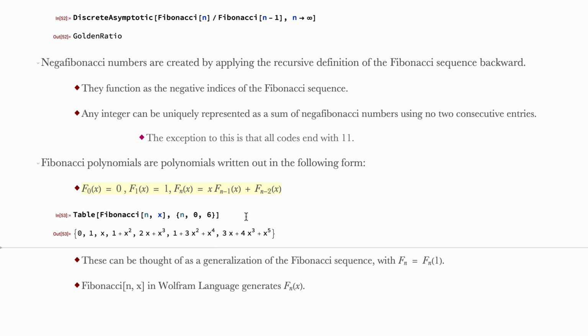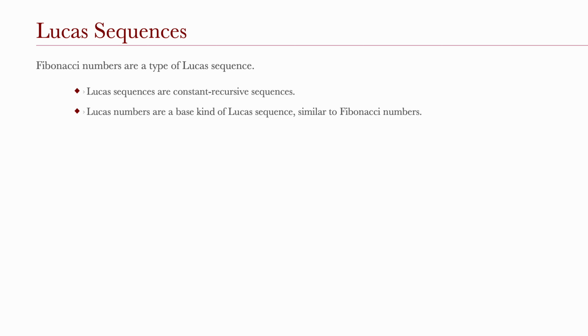Here we have a piece of code that generates the first 6 Fibonacci polynomials from n from 0 to 6. And now these come out to be 0, 1, x, 1 plus x squared, 2x plus x cubed, 1 plus 3x squared plus x to the 4th, 3x plus 4x cubed plus x to the 5th, and so on and so forth. Another related concept we have are Lucas sequences.